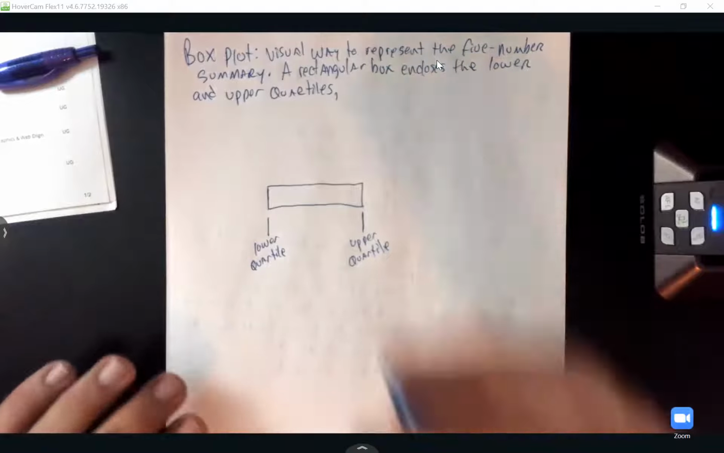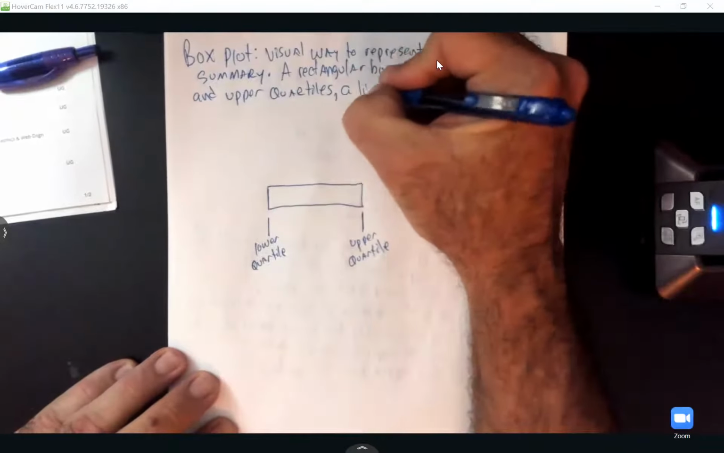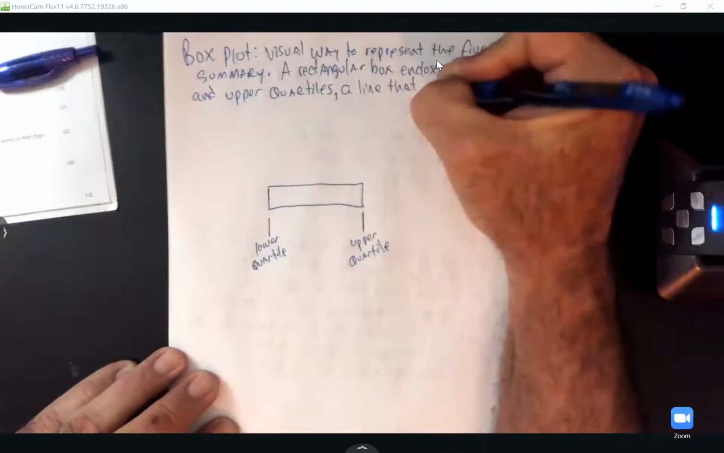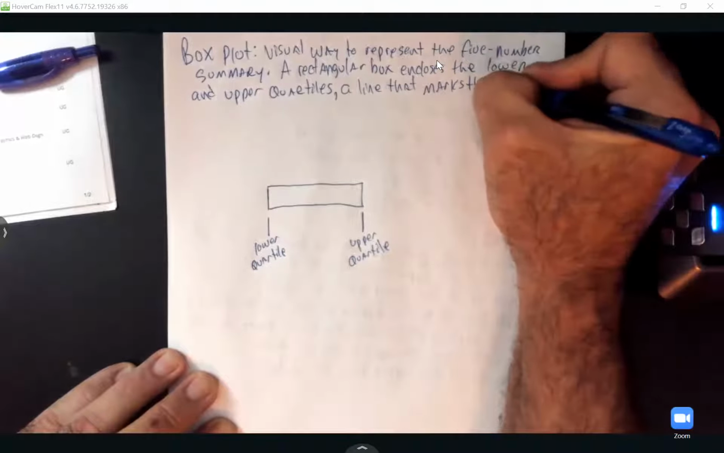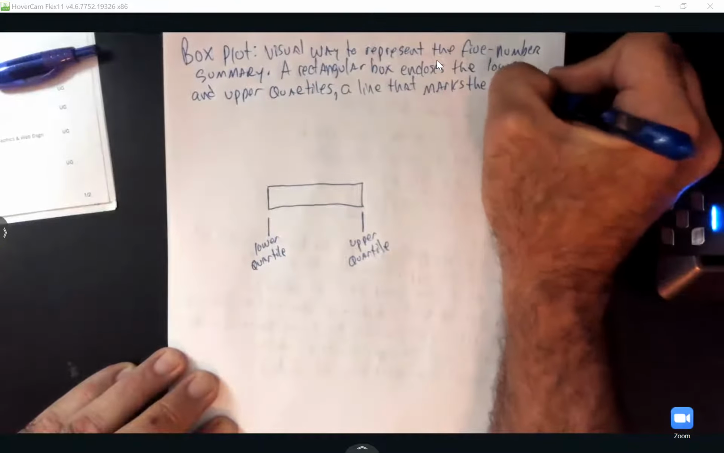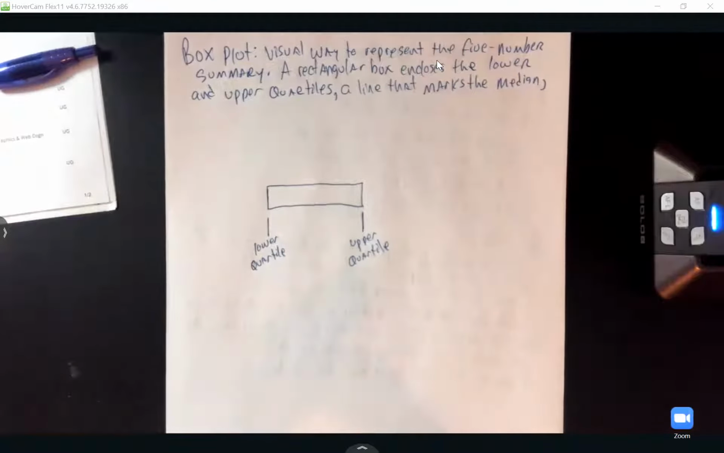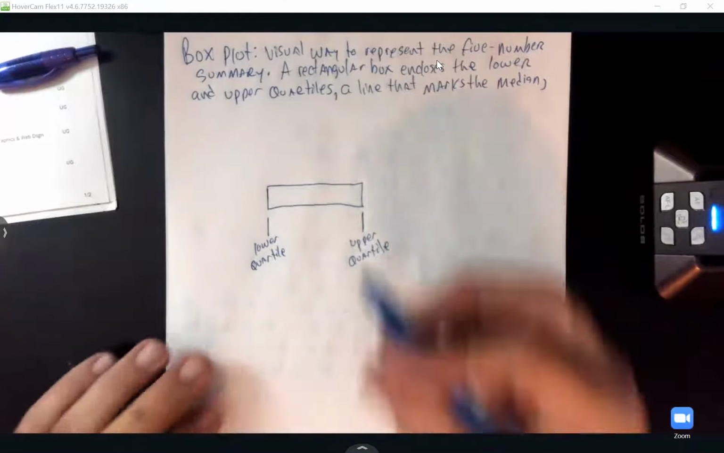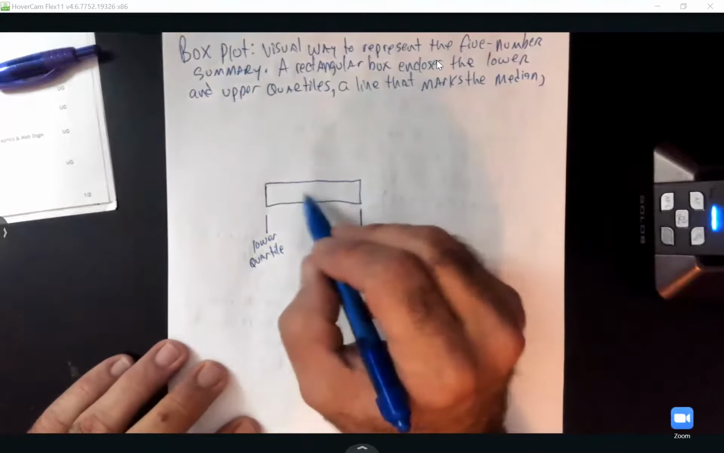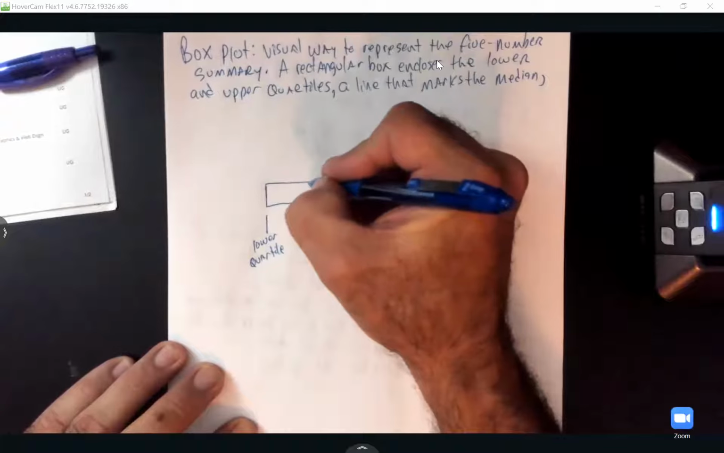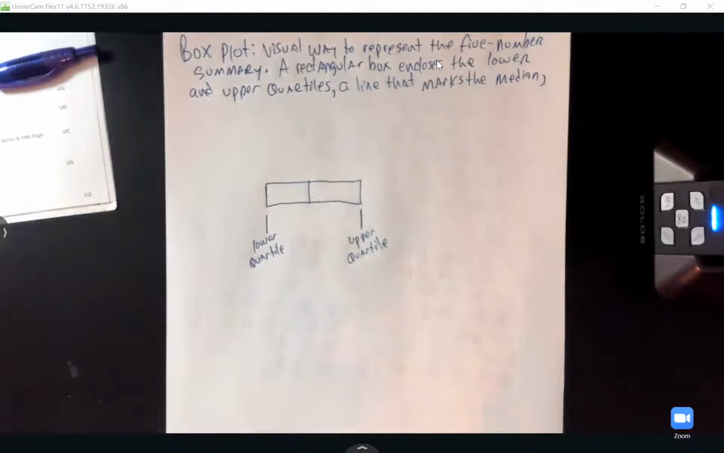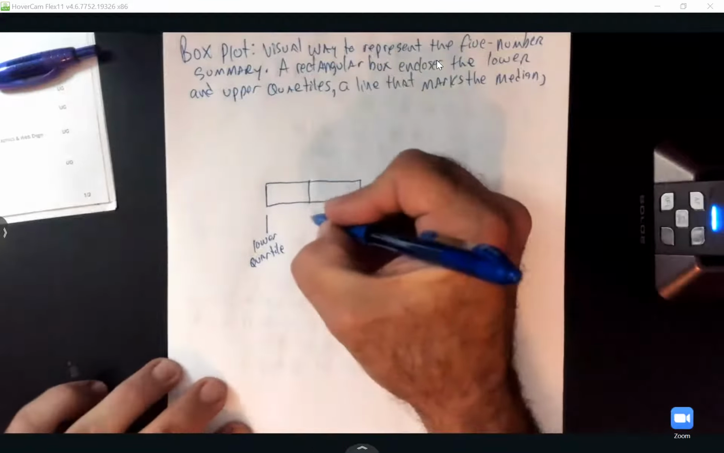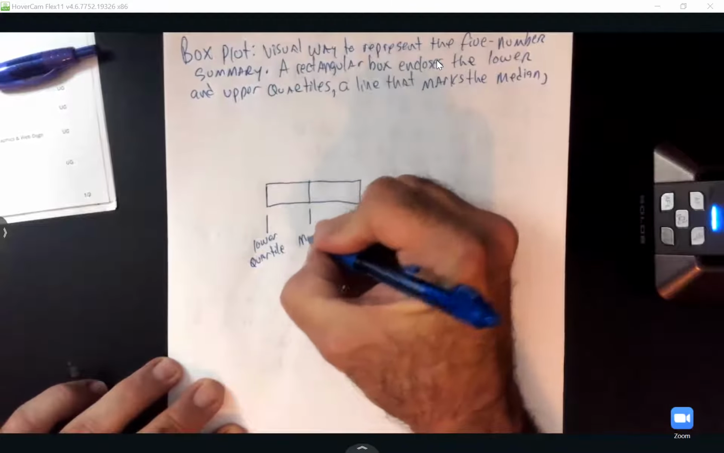A line marking the median. So a line that marks the median, and remember, we're talking about the median of the entire data set. So that median is going to be in between the lower and upper quartile. It's going to be sitting in there. It might not necessarily be right in the center, but it will be between your lower quartile and your upper quartile. That line represents the median.